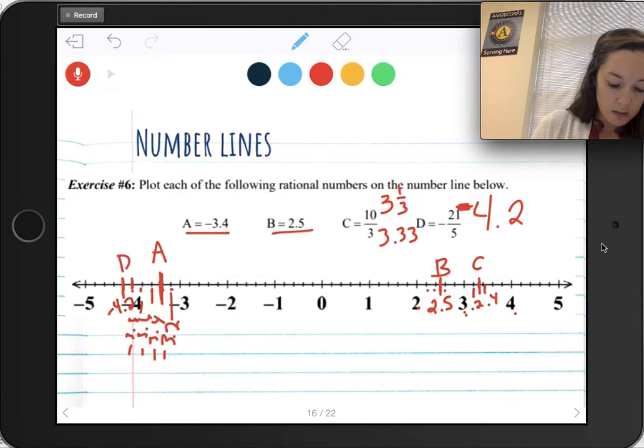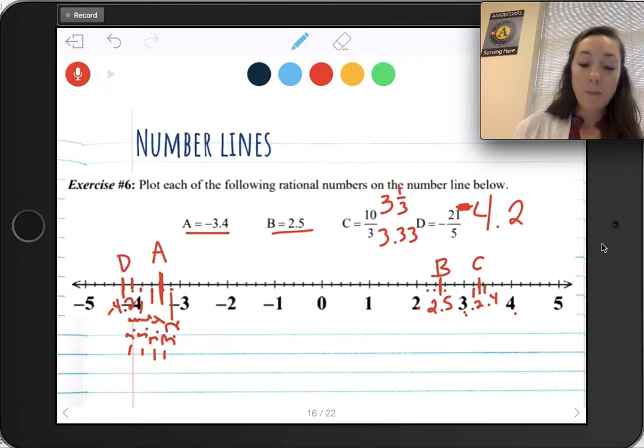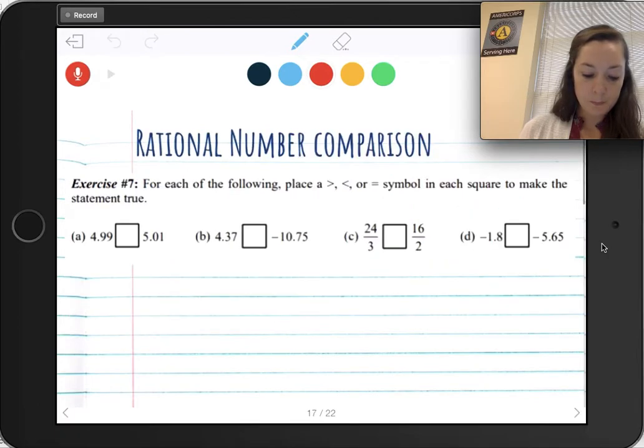is D. Okay? The point of this is to make sure that you can put fractions or decimals on that number line. So you have to figure out what it is counting by on the number line, and then make your fractions into decimals and place those correctly. And the last thing we're going to go over is how to compare rational numbers.